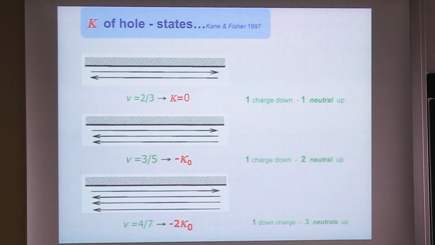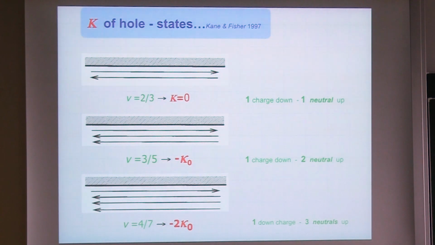where it is, let me draw it for you, because this is something I like. So this is our Hall bar. Let's say this is the ohmic contact that we have. So for 3/5, let's say, we have 1 downstream, and let's say 2 upstream, but the edge continues. So there are 2 neutral modes which are now this side going from hot to cold, and only one charge which is coming from cold to hot.